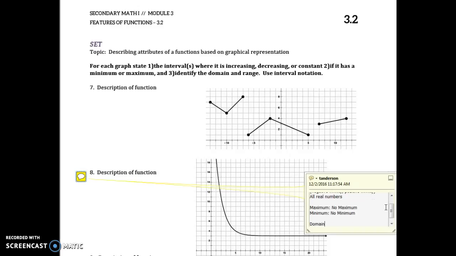The last two things we have to talk about were domain and range. So domain is the set of all input values. So I'm looking how far to left does the function go, how far right does it go. Well, since this thing continues, my domain is also going to be all real numbers. Or in interval notation, we would say negative infinity to positive infinity.